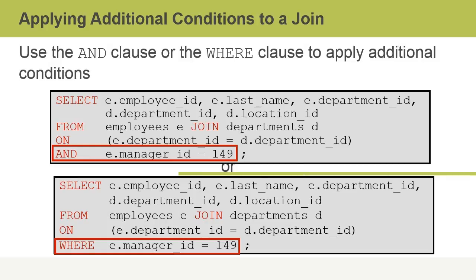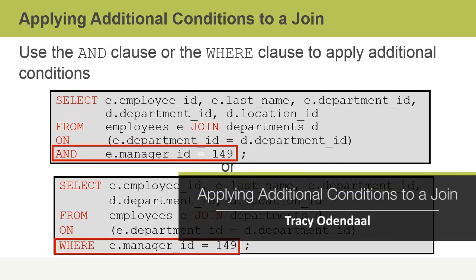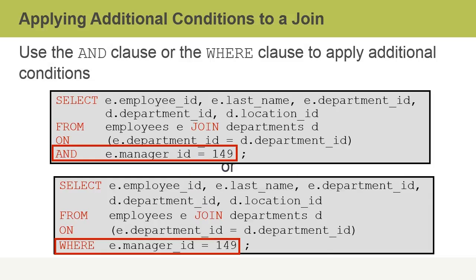In this video, we're going to look at applying additional conditions to a join. We make use of the AND or the WHERE clause to apply additional conditions. The examples shown in the slide perform a join on the employees and departments tables, and in addition, display only employees who have a manager ID of 149.